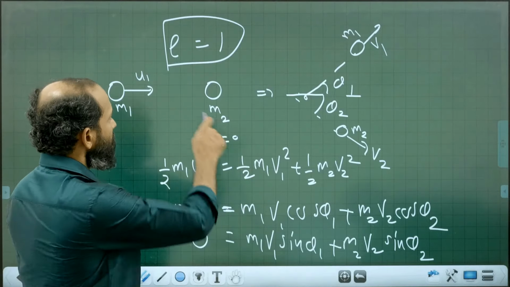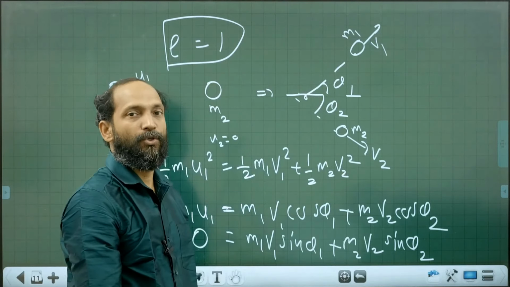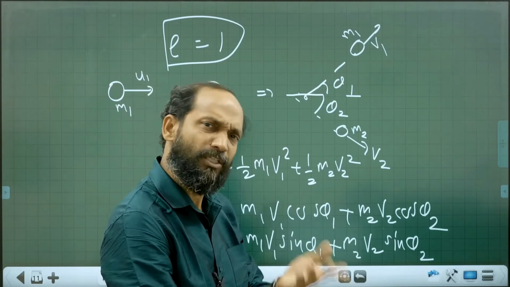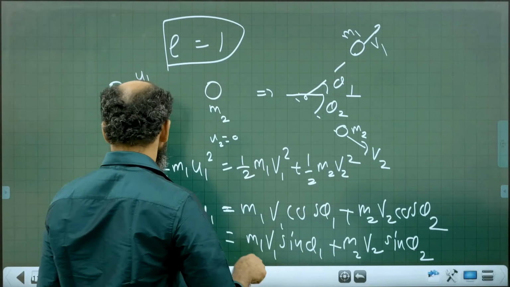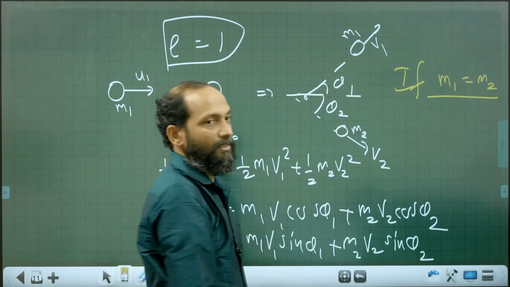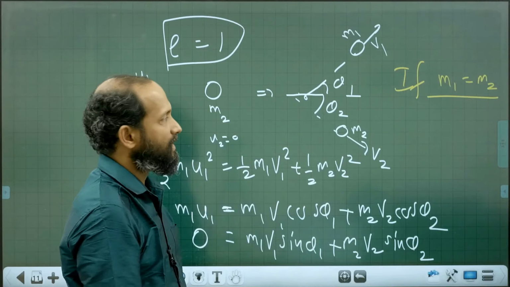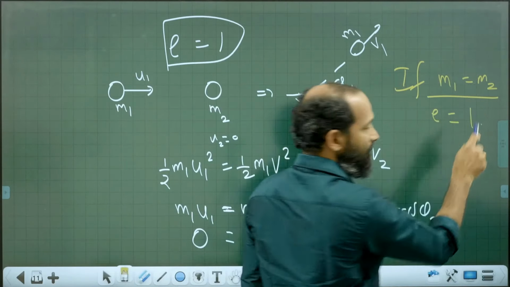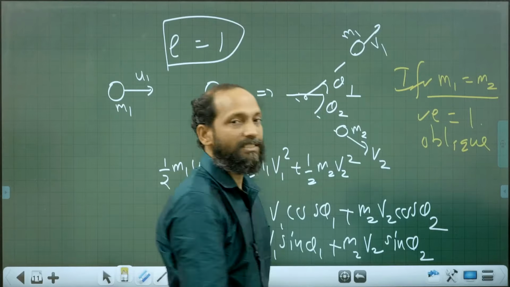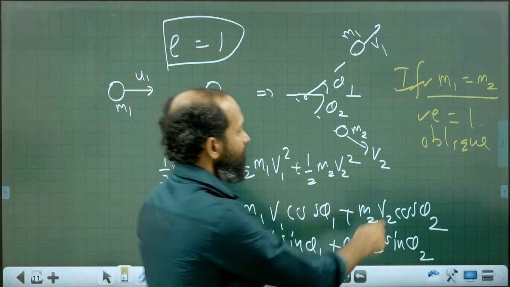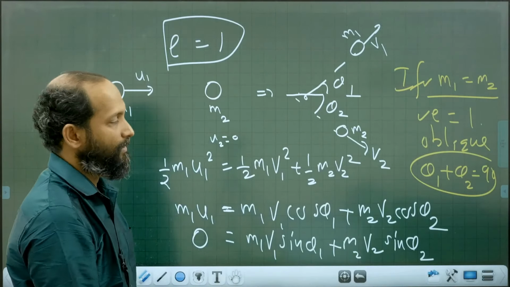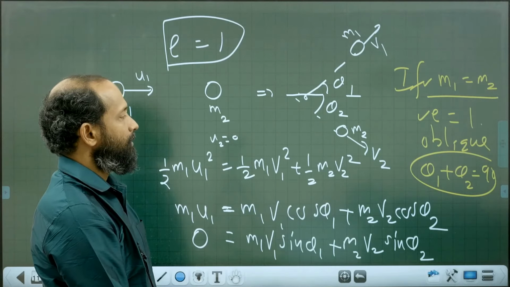Also, if the collision is two-dimensional, it is also called an oblique collision, and it is elastic only in our syllabus. Elastic oblique collisions, if masses are identical, that's very important. If m1 is equal to m2, that means masses are identical, restitution coefficient is 1, collision is oblique. So for an oblique elastic collision of identical masses, theta 1 plus theta 2 is equal to 90 degrees, it can be proved.